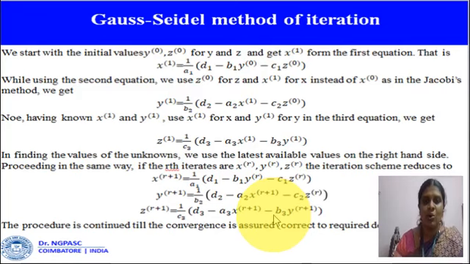So this is the only difference between the Gauss-Jacobi method and the Gauss-Seidel method. So here also the procedure has to be continued till convergence is assured. So we will see an example so that it will be more clear.